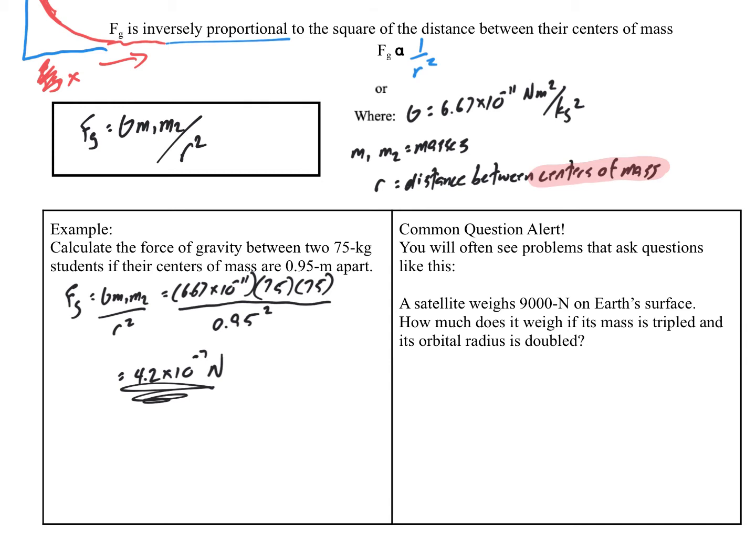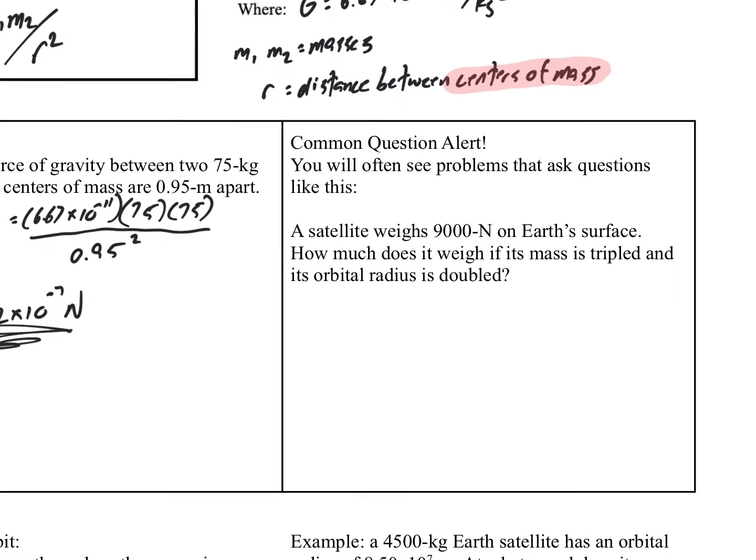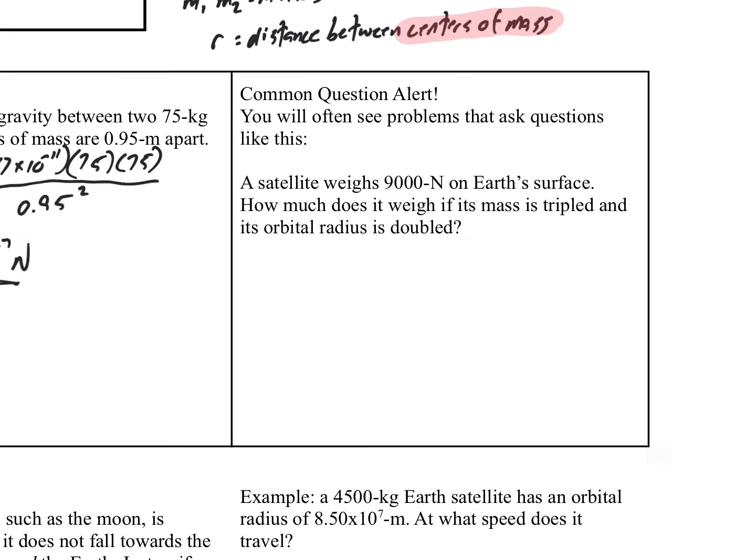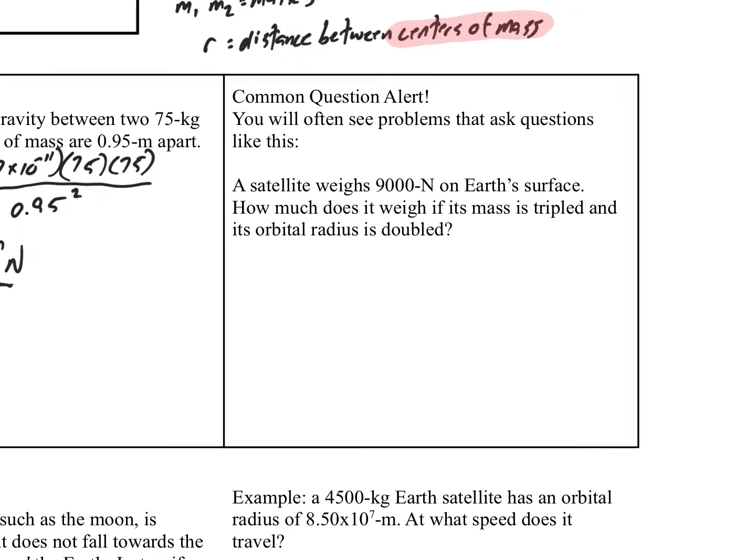Part of the thing about gravity is that it never stops. So things can be from one end of the universe to the other. They're always going to have some kind of gravitational pull on each other. It's just when the masses get really small or the distances get really, really big, the force of gravity is very small, so pretty much negligible in lots of cases. You'll see a lot of problems that behave like this.